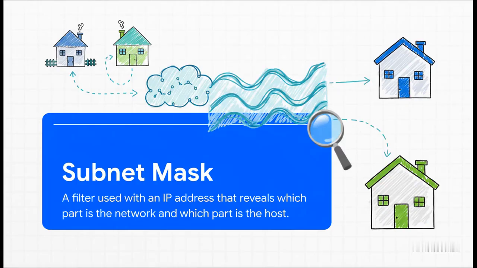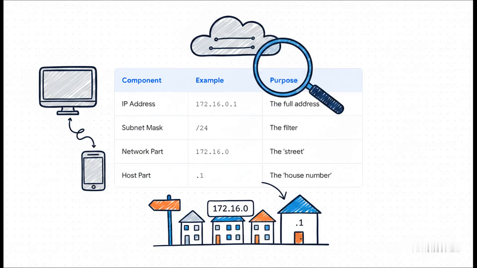Okay, but wait a second. How does a device look at a string of numbers, that IP address, and know which part is the street and which part is the house number? Well, that's where something called the subnet mask comes in. It's basically a filter that separates the network part of the address from the device part. Let me show you how it works.